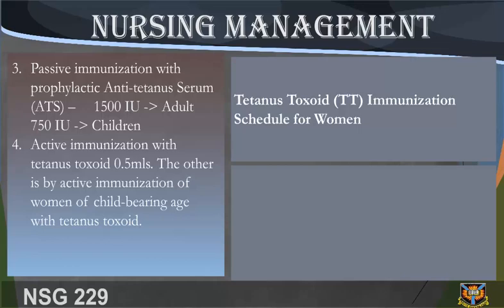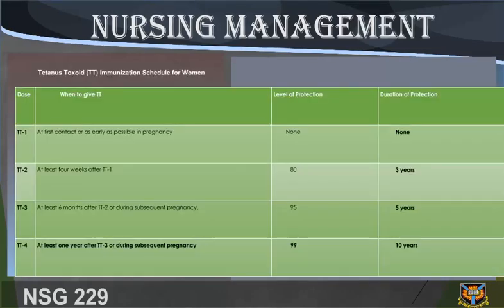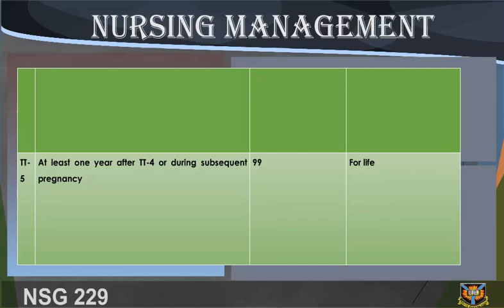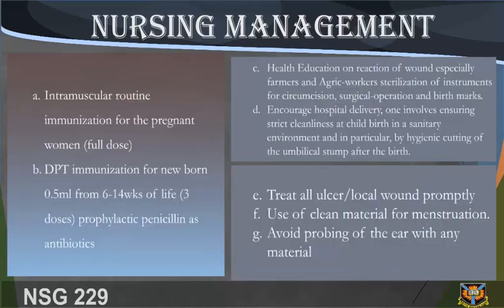The other is by active immunization of women of childbearing age with tetanus toxoid. Tetanus toxoid TT immunization schedule for women. See table. A. Intramuscular routine immunization for pregnant women, full dose. B. DPT immunization for newborns, 0.5 ml from 6 to 14 weeks of life, 3 doses.